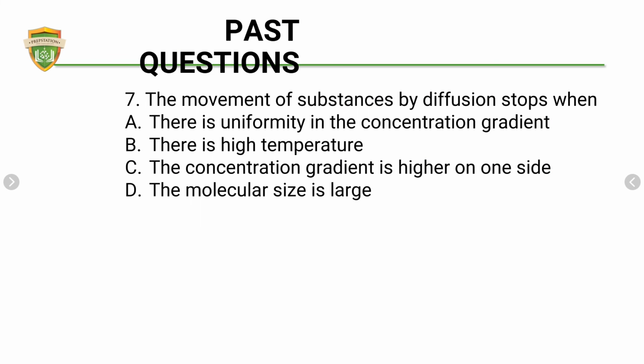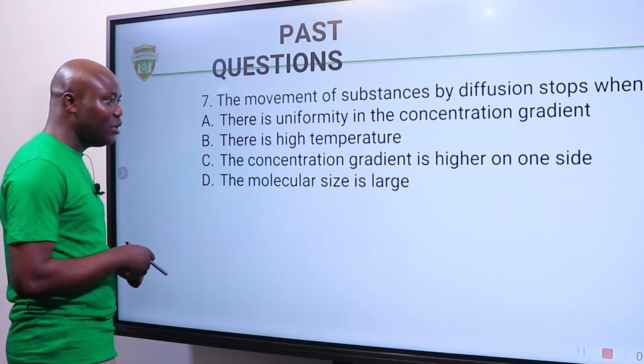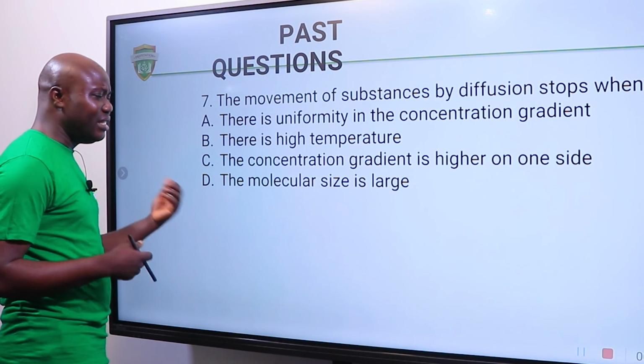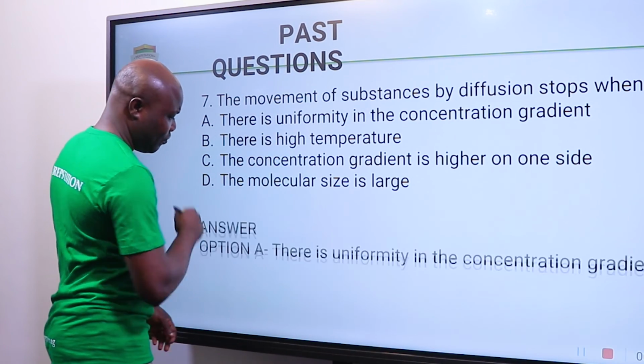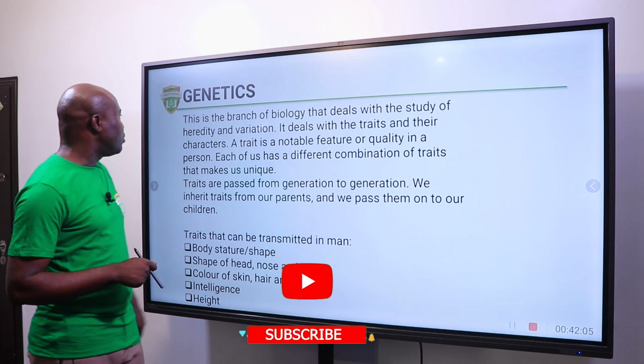The movement of substances by diffusion stops when, can anybody tell me what the answer should be? The movement of substances by diffusion stops when everything is balanced, when there is no longer a concentration gradient, when what you have here equals what you have here, and you can say that you have reached what? Isotonic level. Okay, so let's see. There is uniformity in the concentration gradient, there is high temperature, the concentration gradient is higher on one side, the molecular size is large. My answer here is A. Yes, there is uniformity in the concentration gradient. Okay, so let's look at this.